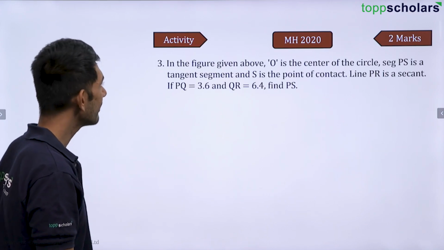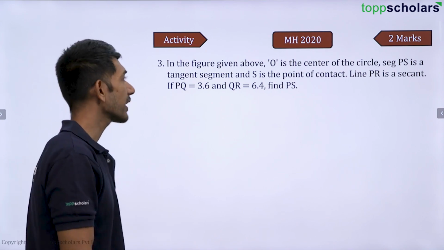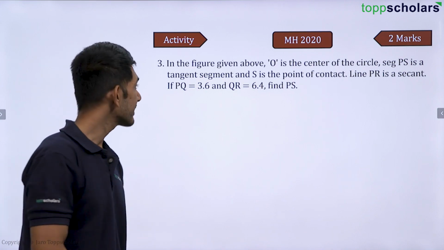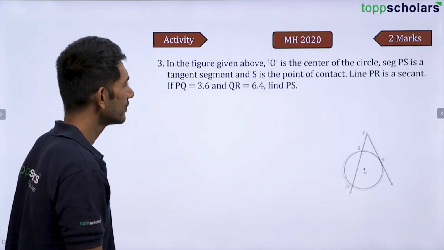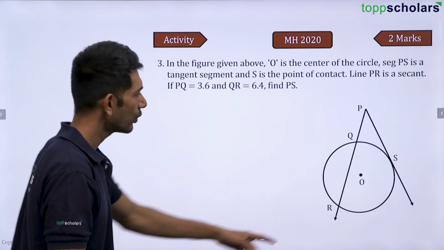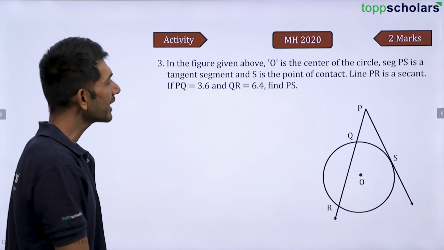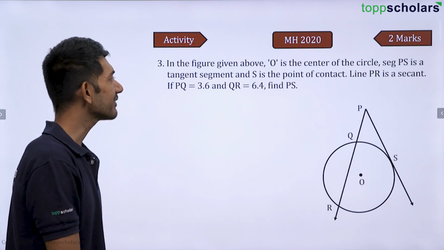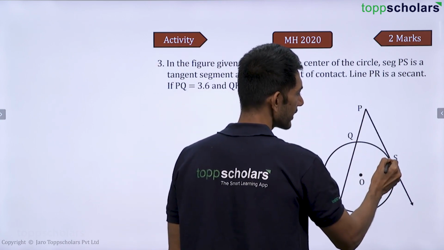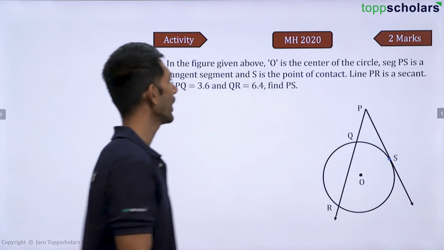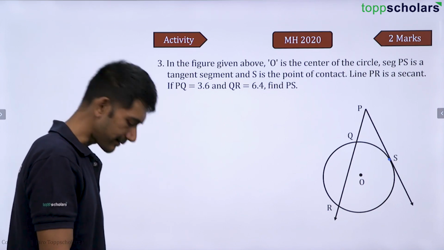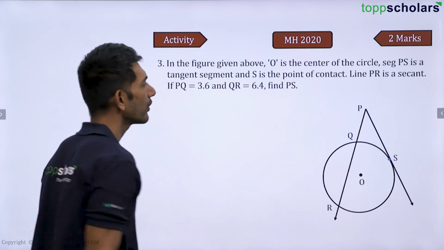Now here we have an activity based question. So let's try to understand the question. The figure is also given because clearly they are saying in the figure given above. Okay, so here is the figure. O is the center of the circle. And segment PS is a tangent segment. Correct? It is touching the circle at one point. And S is the point of contact. So you can see that this point S is the point of contact.